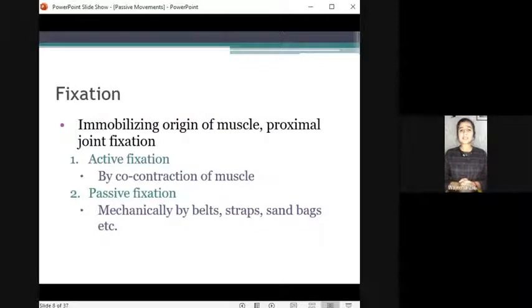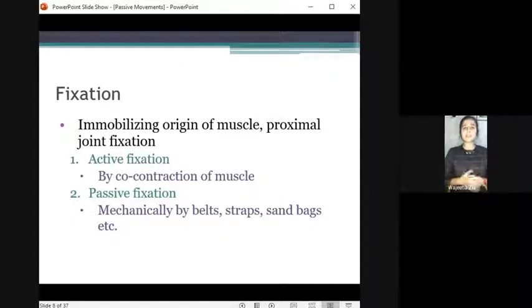The next one is the fixation. Fixation means the state of immobility. When a body part, when the muscle is not moving, it is said to be fixated. In the passive movement, we fixate the origin of a muscle or the proximal joint. Suppose we are performing the movements of the elbow joint. The proximal joint is the shoulder joint. We have to fixate the shoulder joint and perform the movement of the elbow.